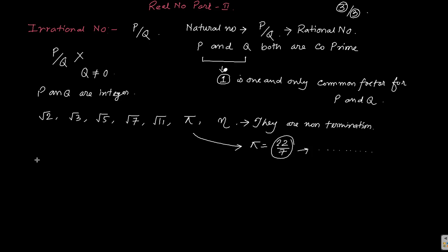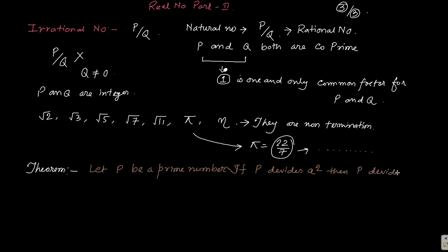Now the theorem regarding irrational numbers is: let p be a prime number. If p divides a square, then p divides a.